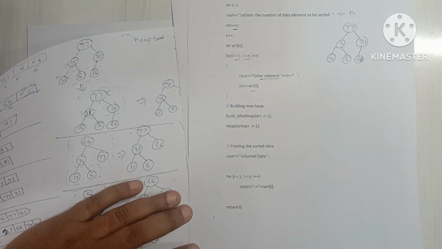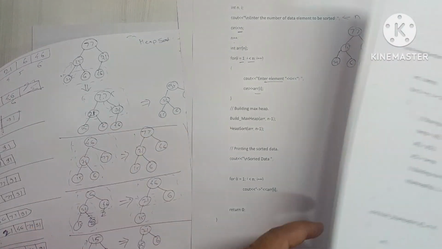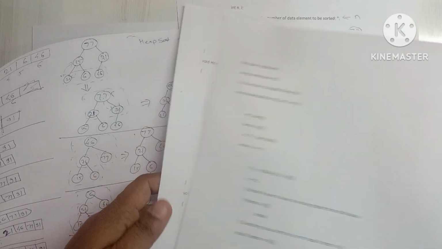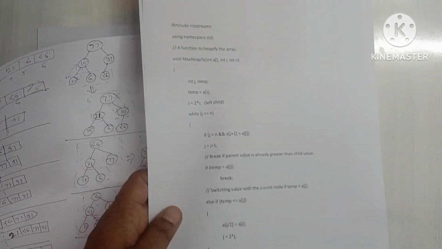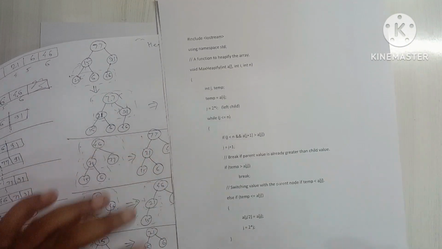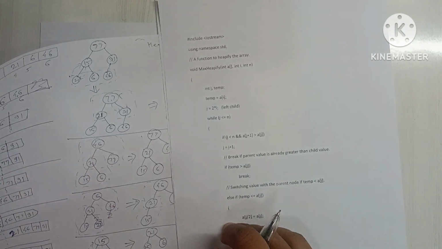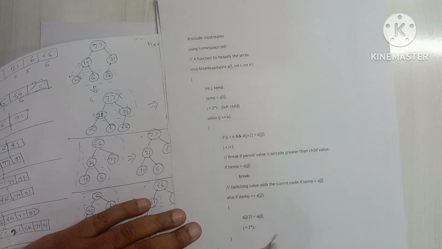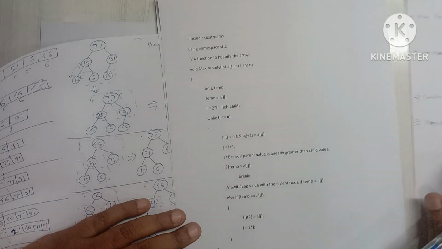Okay, so we will see first of all the max heap function and heap sort, how it will be considered here. In the max heap function, first of all we need to avoid all the non-leaf nodes. And how can we find the non-leaf nodes in the array? By using n by 2 we will find the non-leaf nodes.